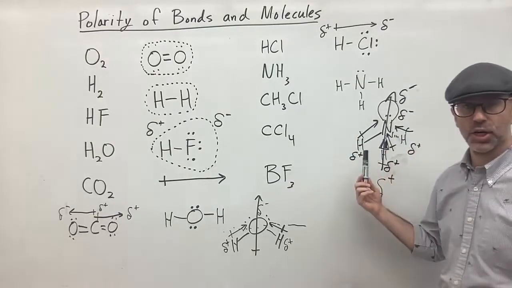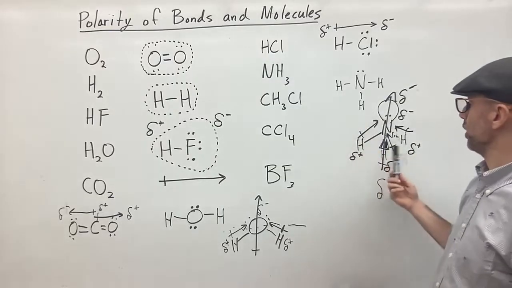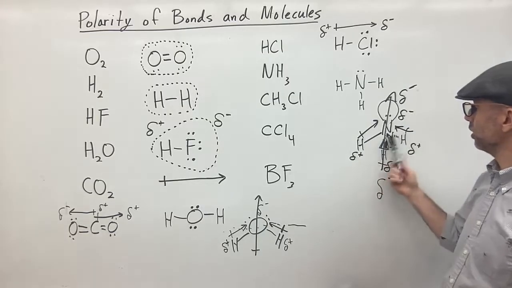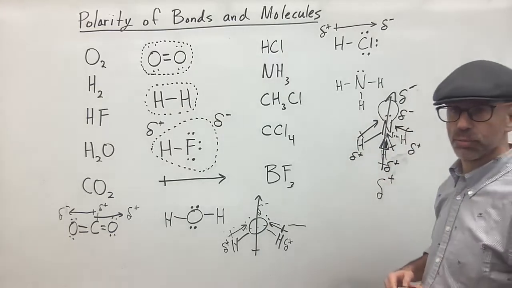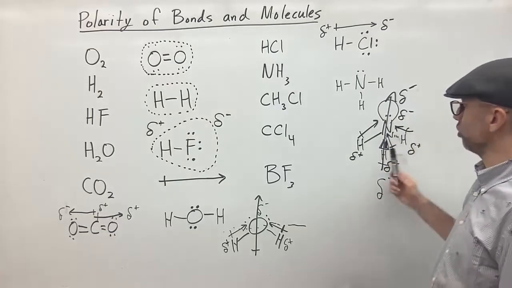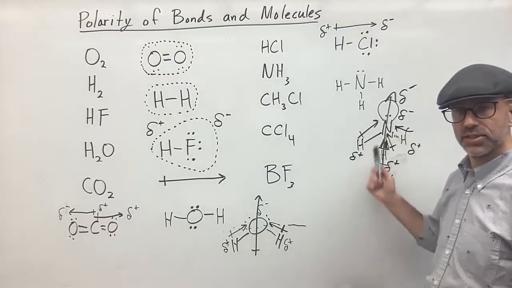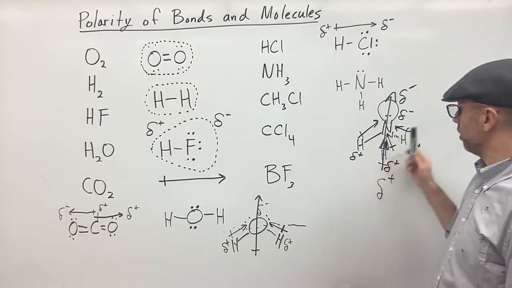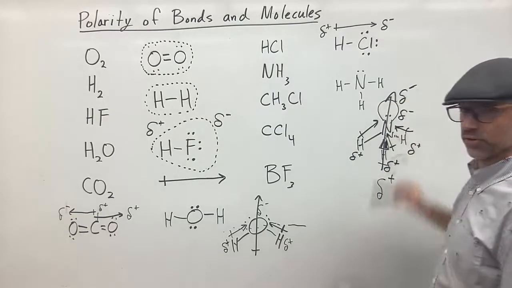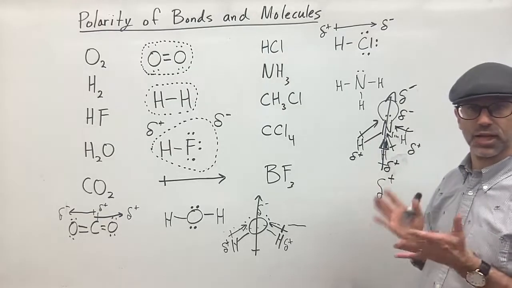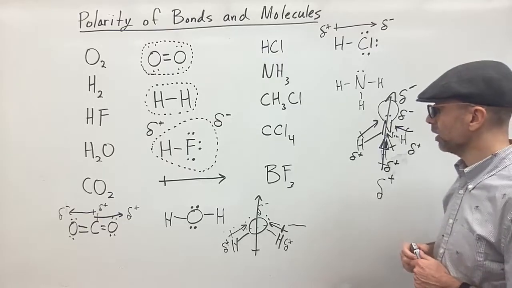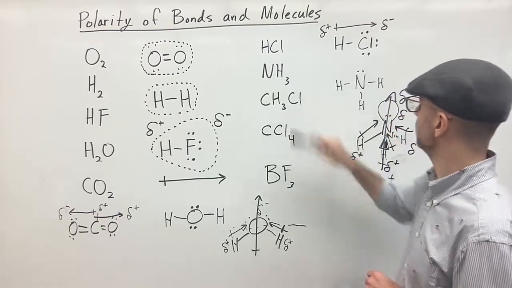We ended the last video with NH3 showing that the three polar bonds here lead to you having a polar molecule because the dipole moments, the polarity of the bonds, are all pointing in basically the same general direction. And so that means that the overall dipole moment of the molecule also points in that direction. There's no symmetry to cancel out the polarity of the bonds, and so you end up with a polar molecule. And so let's continue with CH3Cl.